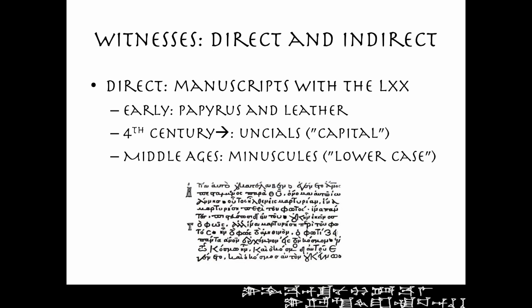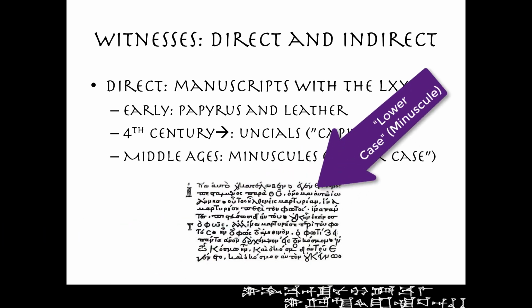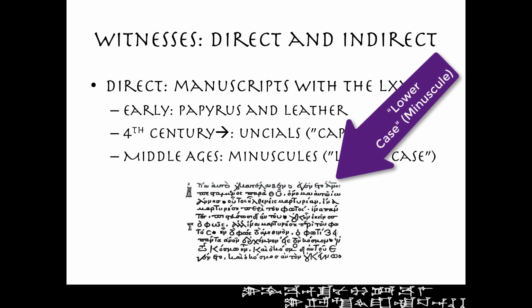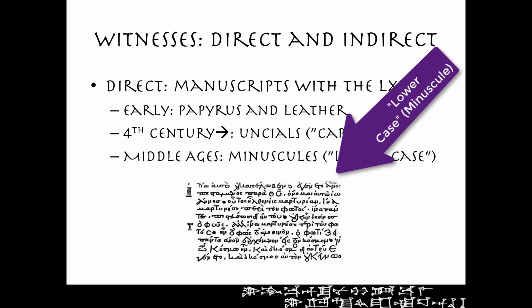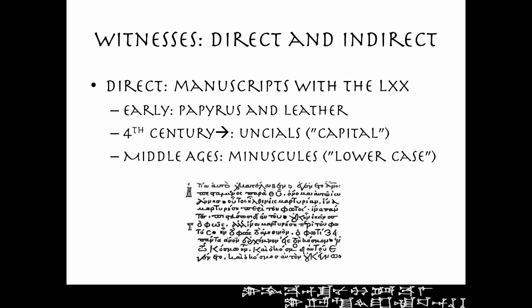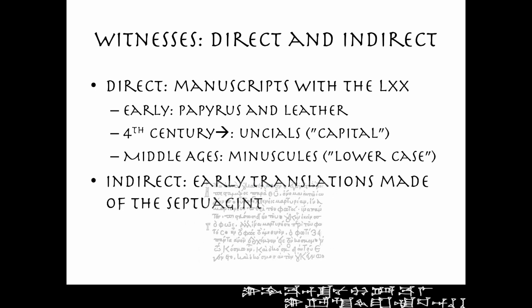But during the Middle Ages, we begin to see minuscules, and these are the lowercase letters. And of course, if you know any Greek, or you can just look and see that, these letters look very different than the capitalized letters, and there are spaces in between, those sorts of things. So these are the direct witnesses that we have to the Septuagint.